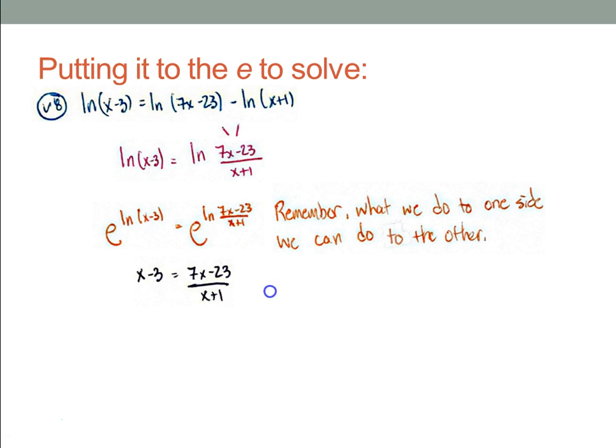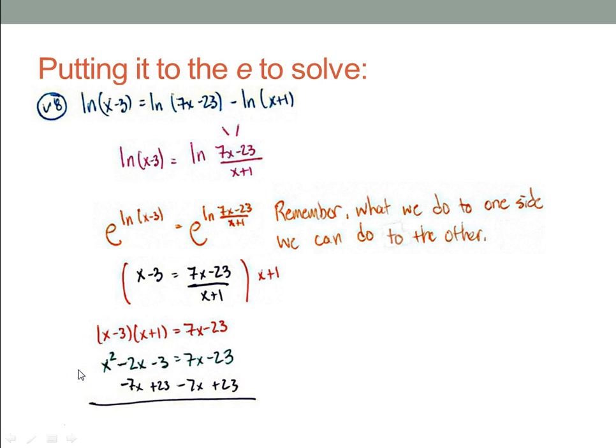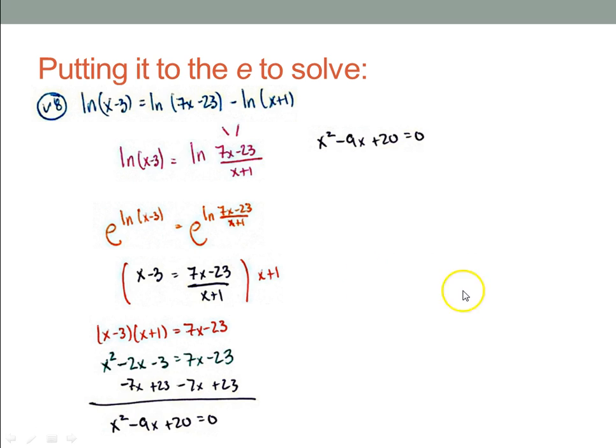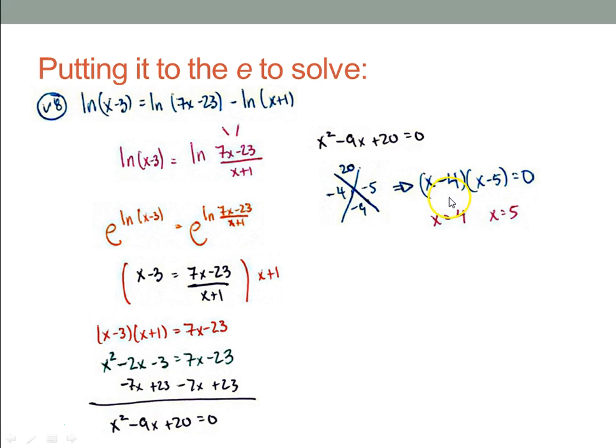So powerful. Now I can just multiply to cancel out the x plus 1 in the denominator. That leaves me with two binomials. I can FOIL the left-hand side, move the x's to one side. Oh, I can move everything, make it equal to 0. I can factor that. That allows me to find out that x is equal to 4 or 5, which means I can check both 4 and 5.